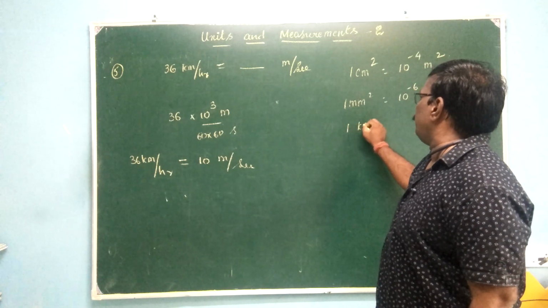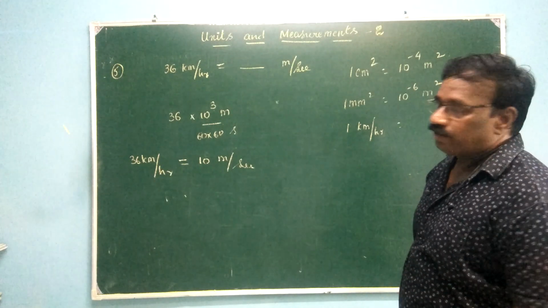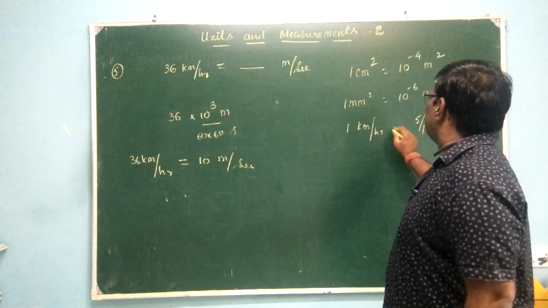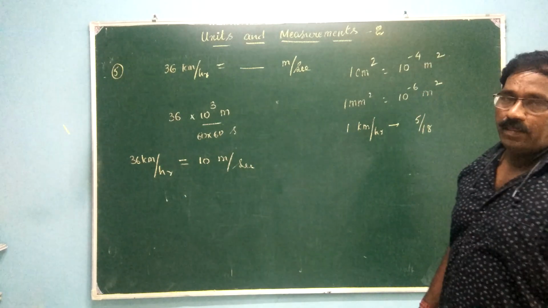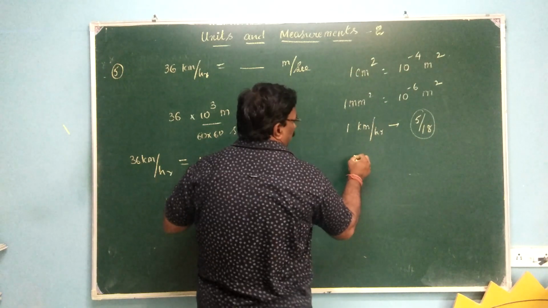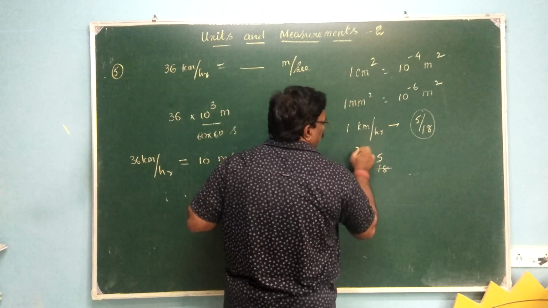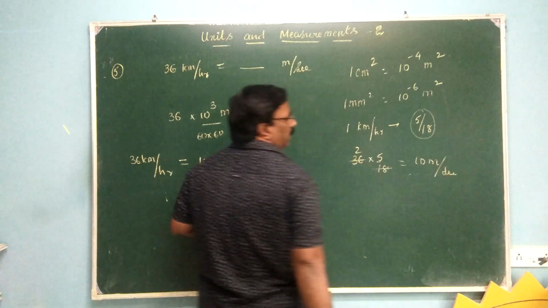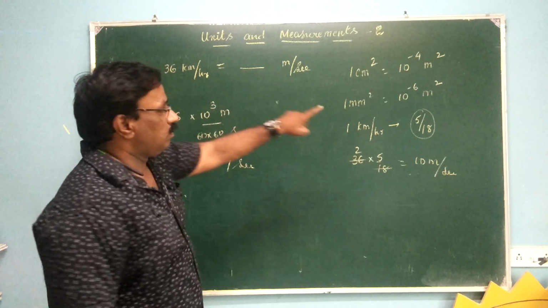1 kilometer per hour, how to convert? How to convert kilometer per hour? The conversion factor is 5 by 18. If you multiply by 5 by 18, you get meters per second. 5 by 18 is the conversion factor. Remember, for example, 36 kilometers per hour: 36 into 5 by 18, 18 twos, 10 meter per second.